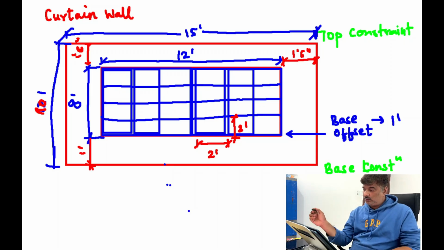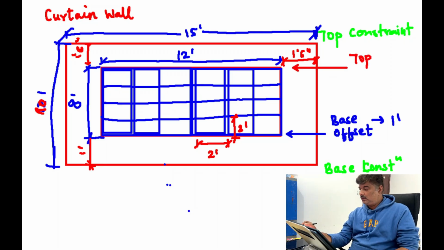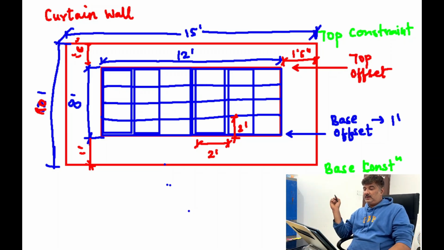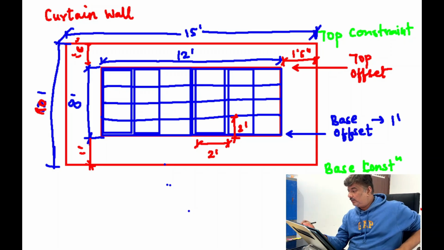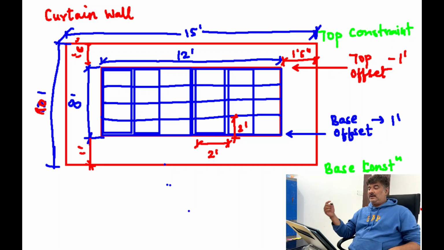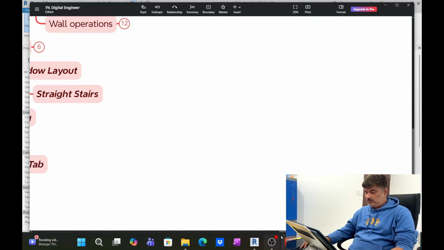Now, if you look at the top, this is where you mention the top offset. The top offset is close to 1 feet, but walls always rise vertically. So that is why top offset is mentioned as -1 feet. So once you do that, the base offset and the top offset, then you will be easily able to make the curtain wall. Now let's move to the software.